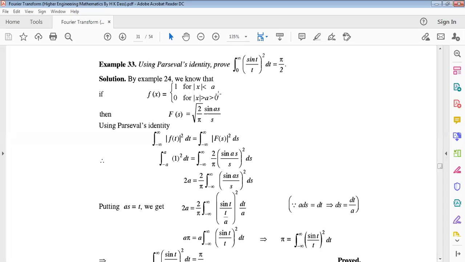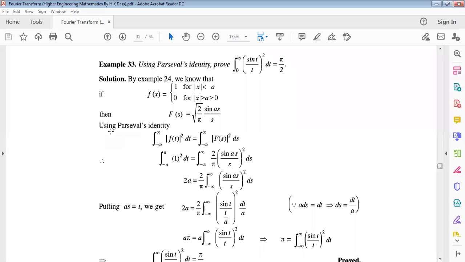That means there are two x ranges: one is 0 to infinity, another is minus infinity to 0. Now F of s equals square root of 2 divided by pi times sin as by s. In example 24, we have proved that the Fourier transform of this function equals square root of 2 by pi sin as by s. That means there is a combination between example 24 and 33. So from this sheet, we have to solve example 24 first of all, then you can prove example 33.